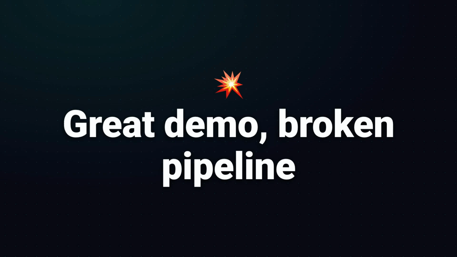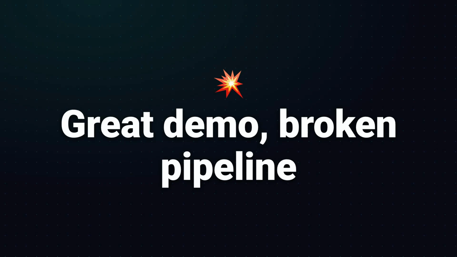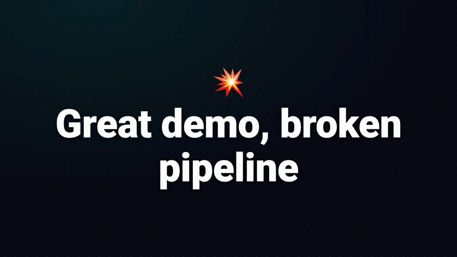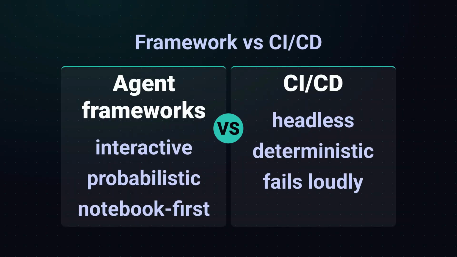Your agent framework demos beautifully on your laptop and then falls apart the moment it hits your pipeline. That gap isn't your fault. It's baked into how these tools were designed. And the two most popular options, LangChain and CrewAI, fail your CI/CD in completely different ways.